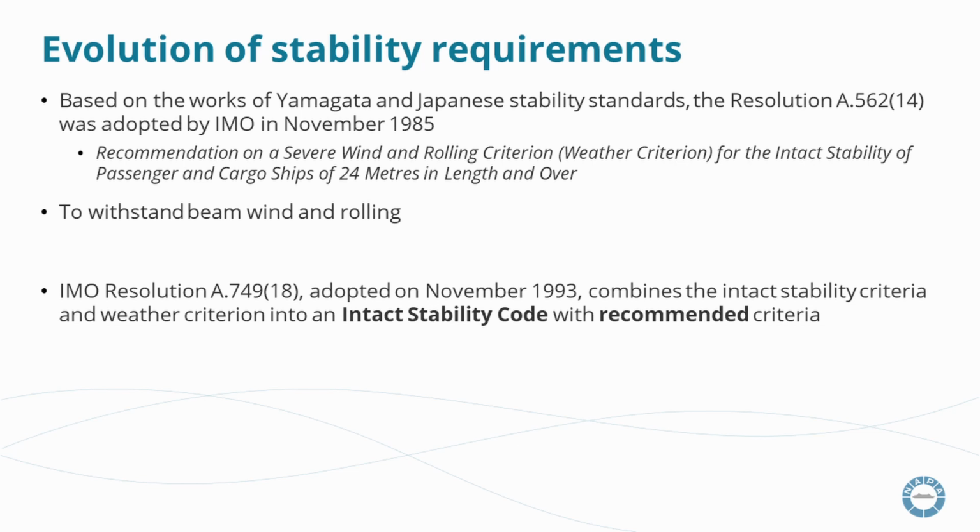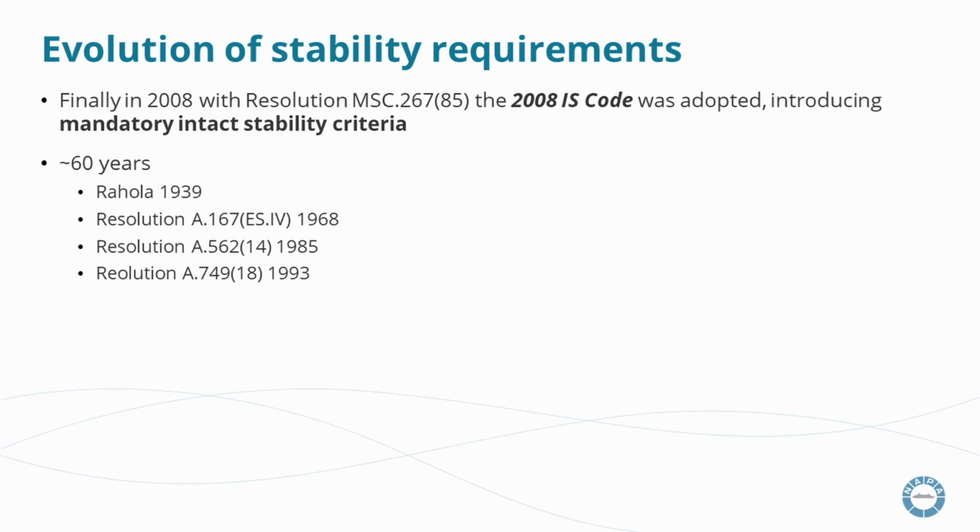8 years later, in 1993, these two resolutions, the A167 and A562, were combined into a single intact stability code, Resolution A749, containing recommended criteria. Finally, in 2008, the current IS code was adopted in Resolution MSC 267, containing also mandatory criteria. So it took a time period of more than 60 years to reach from Rahola's doctoral thesis until we got mandatory intact stability criteria generally for ships.